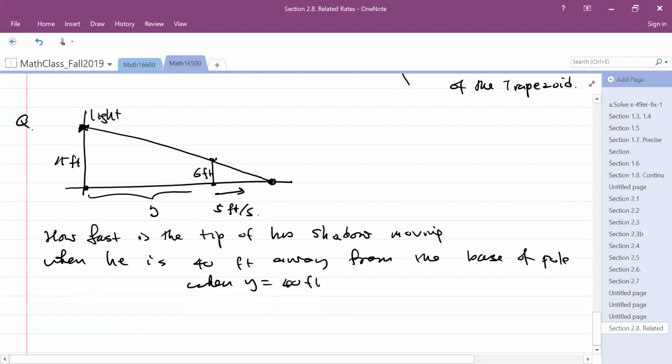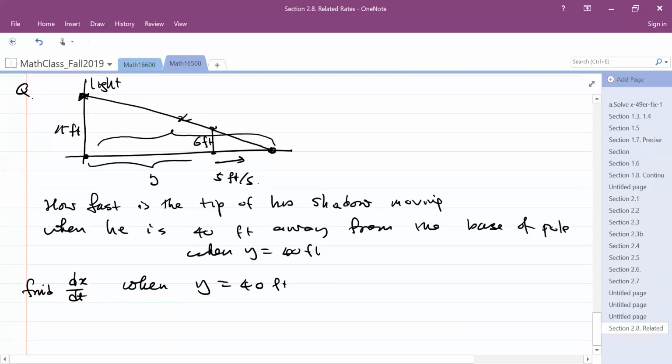So when you walk away from the light, the tip of the shadow is moving. So how do you measure the speed of the tip of the shadow? You have to have a fixed point. Let's measure this one. This is called x. We want to find the rate of change in x when y equals 40, okay?